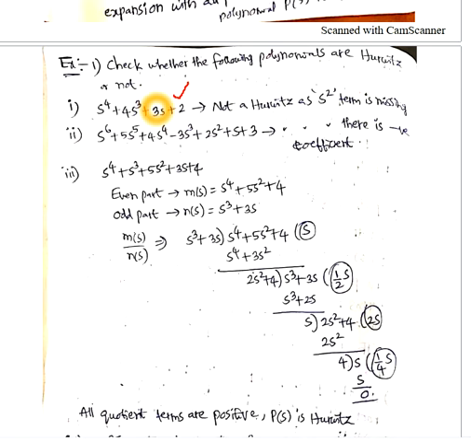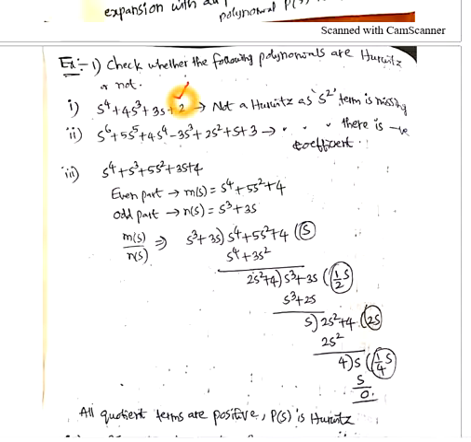But what about the other even terms? You see, s power 4 is an even term which is present. Even s power 0 is an even term, and it is present. That means only one even term is missing in between. So it is not Hurwitz.